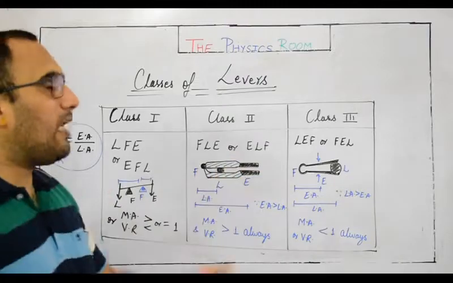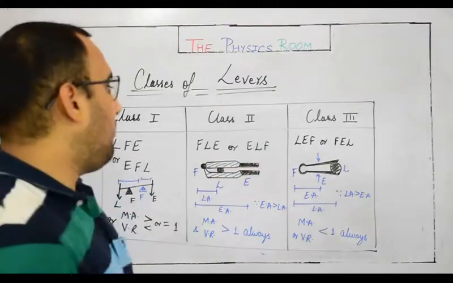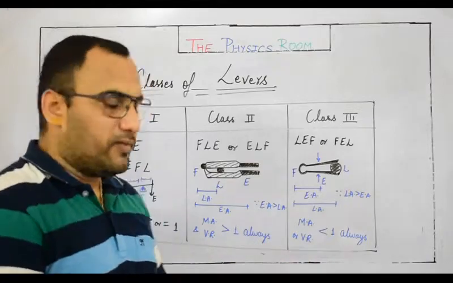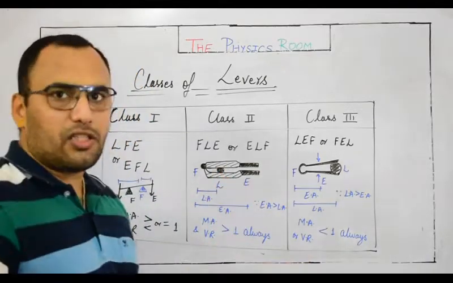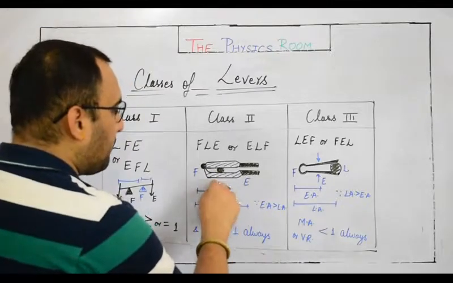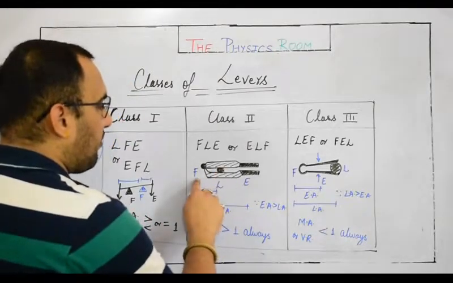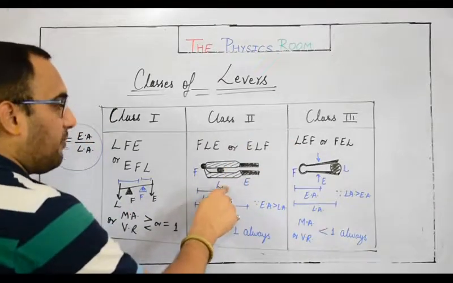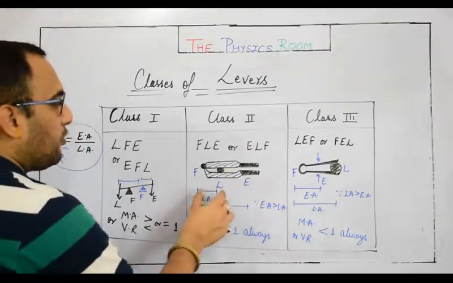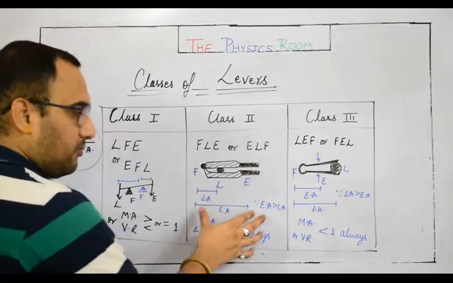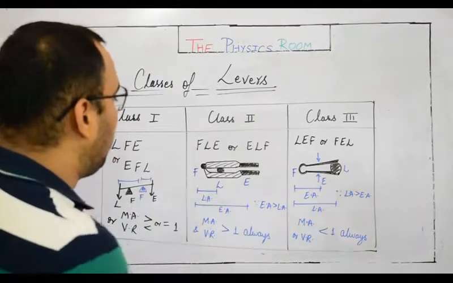Okay. Now let's move to class second. In class second lever, the load must lie between the effort point and the fulcrum point. For example, a nut cracker or lemon juicer, which we have discussed. In that case, the load is lying between the fulcrum point and the effort point, so ultimately the load arm will be lesser than the effort arm. Clearly, for class second levers.